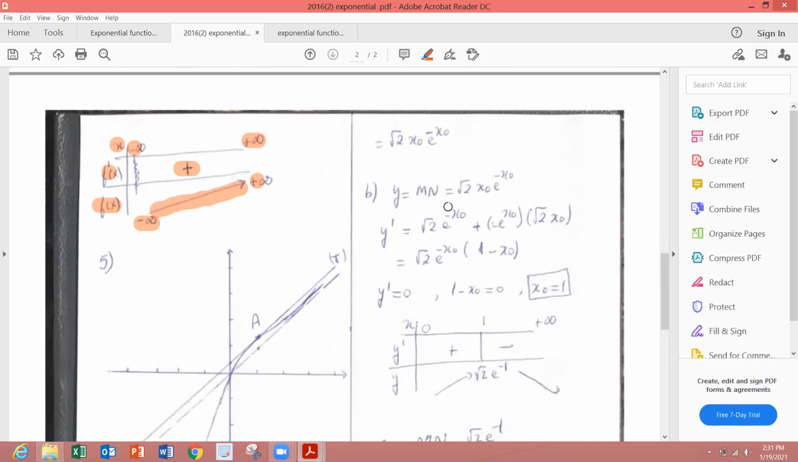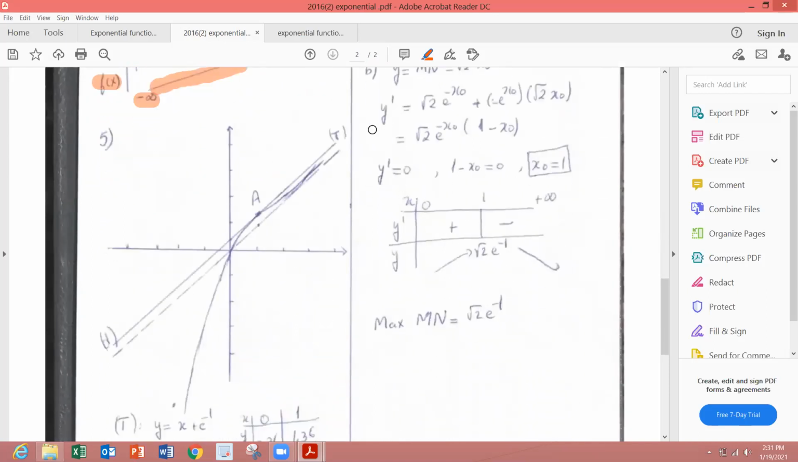Now to draw the line D, y equals x, it is simple. For x equals 0, y equals 0, for x equals 1, y equals 1. We get the oblique asymptote, this line D, y equals x. It doesn't need a table.